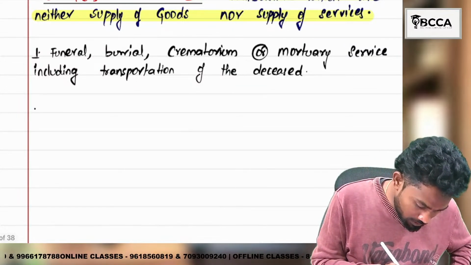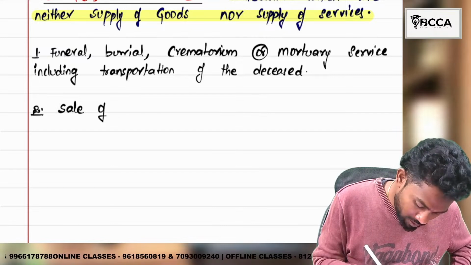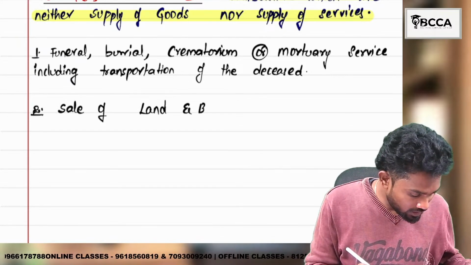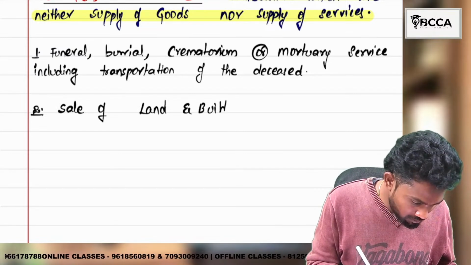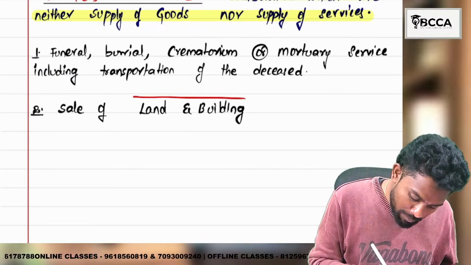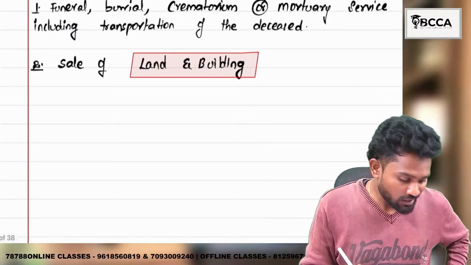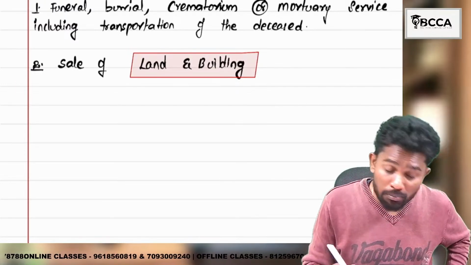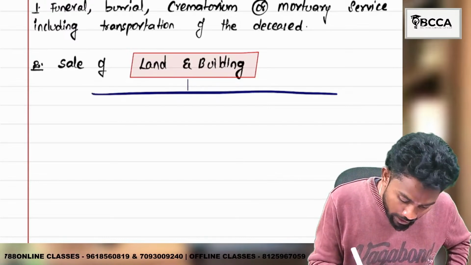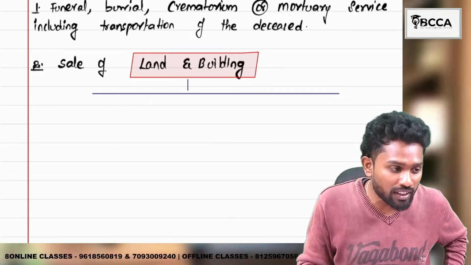Then the second one: sale of land and building. This is also covered under the negative list, but not always. That's why we are going to classify it further. Sale of land and building is not always covered in the negative list. Only in a few cases it is covered under the negative list.